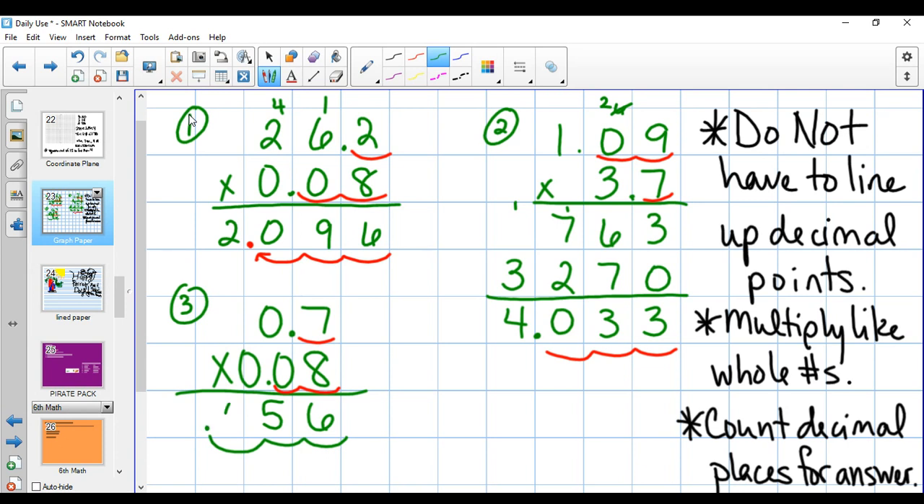I have to fill this empty place with a 0, and it's good to put a 0 in front of the decimal as well, just to make it easy to see where your decimal point is. And again, my final product on this problem would be 56 thousandths or 0 and 56 thousandths.